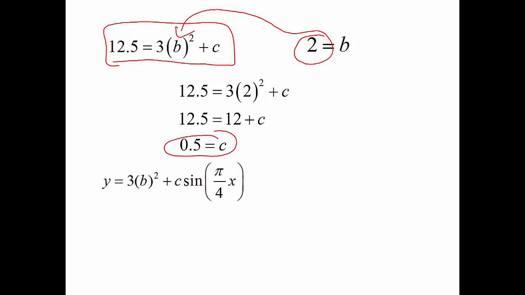And remember, this was our original equation. We found out that a was 3 right away, but then we weren't sure what b and c were, but we just found them. And so this is the answer.